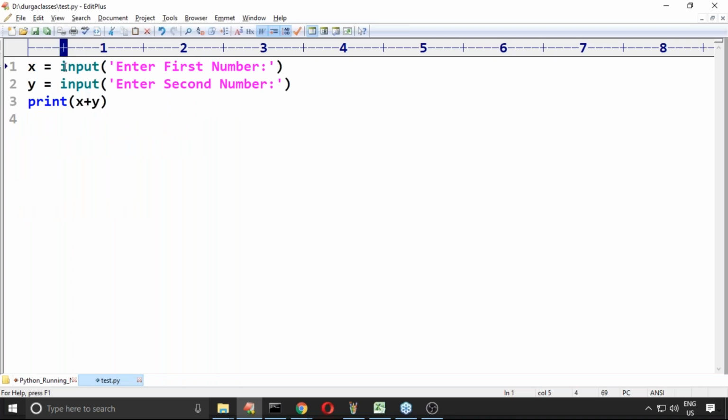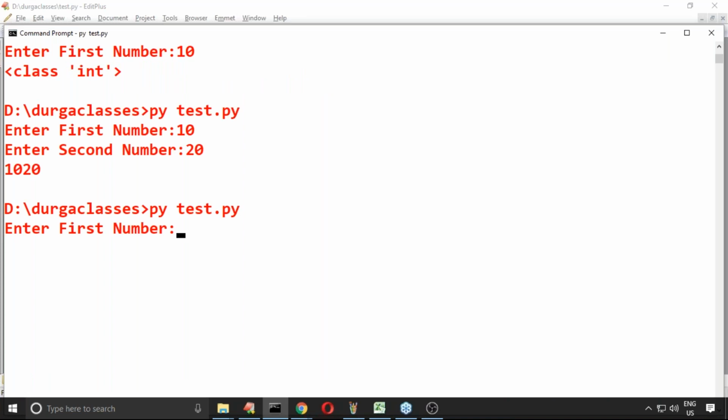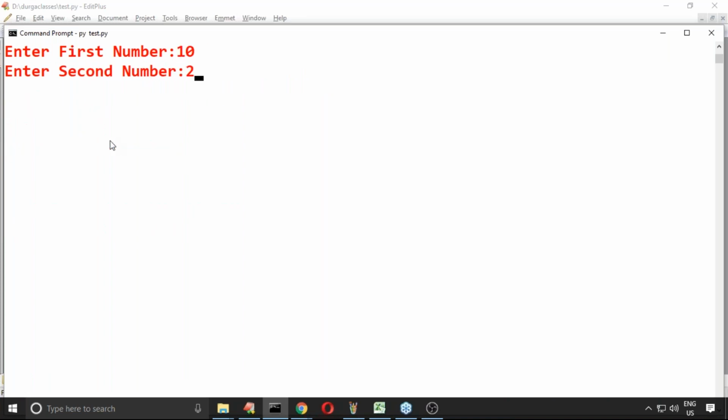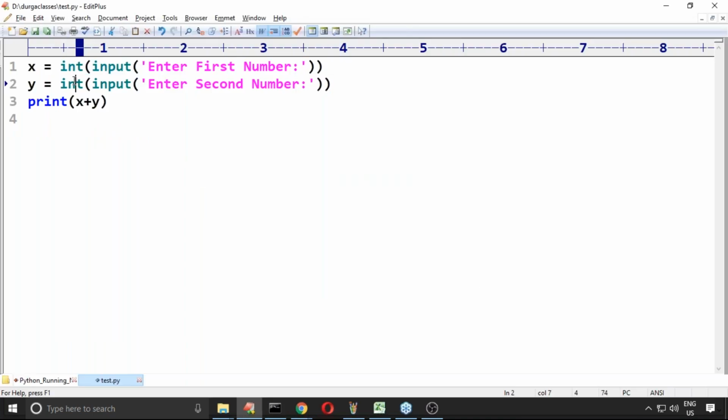Boss, I want the arithmetic operation, not concatenation. Then what you have to take care of here? int. Clear, right? Now have a look. Enter first number 10, enter second number 20. Now the answer is 30. So the default return type of the input function is always a string. If you don't want a string and want any other type, then we require typecasting. That's it.